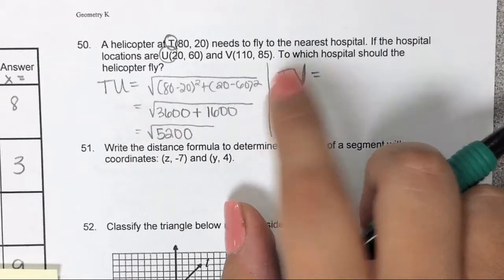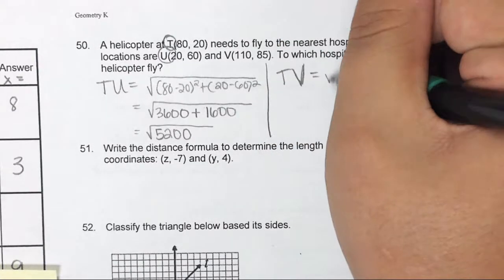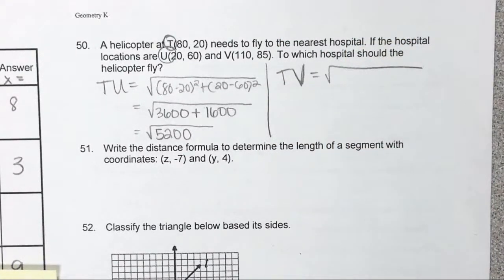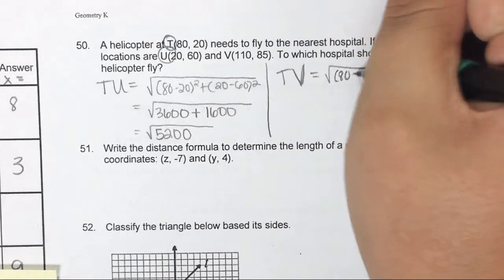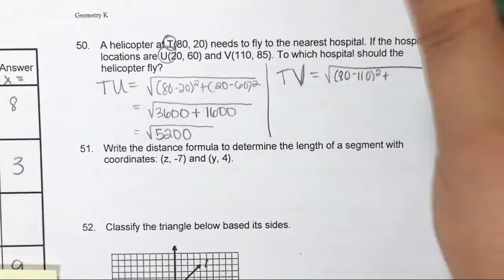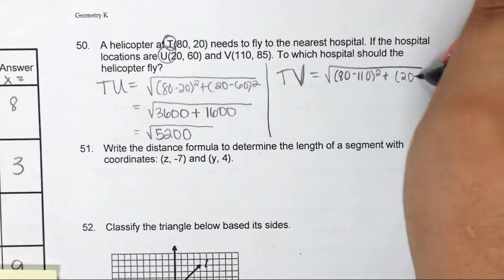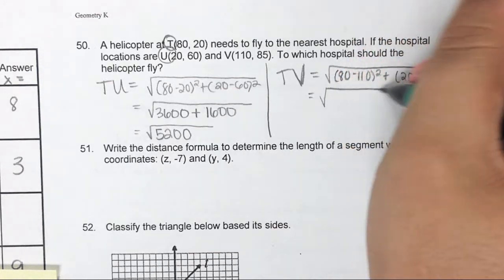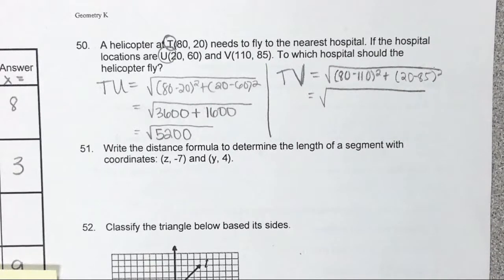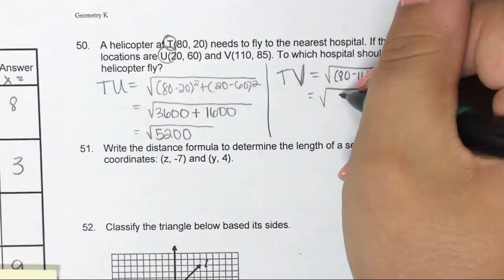Now I got to do the helicopter to the other hospital. So I'm going to do the same thing. 80 minus 110 is negative 30. Squared would be what?